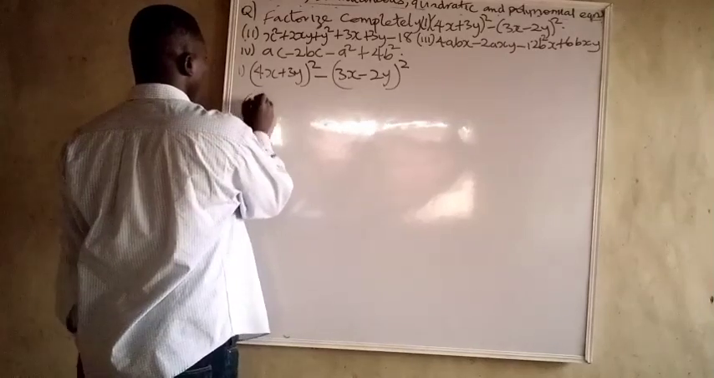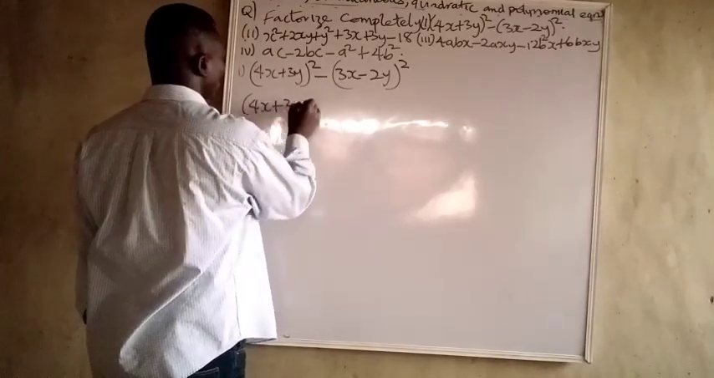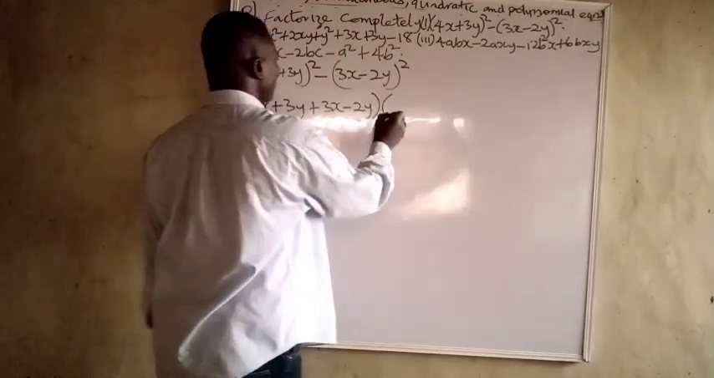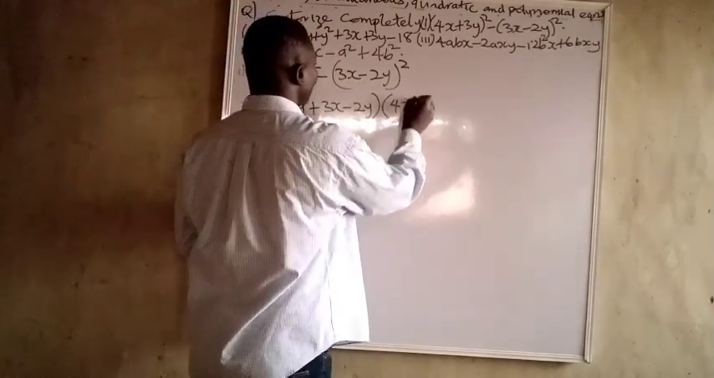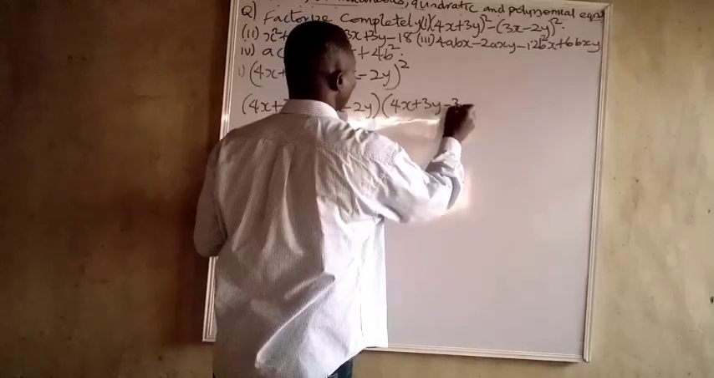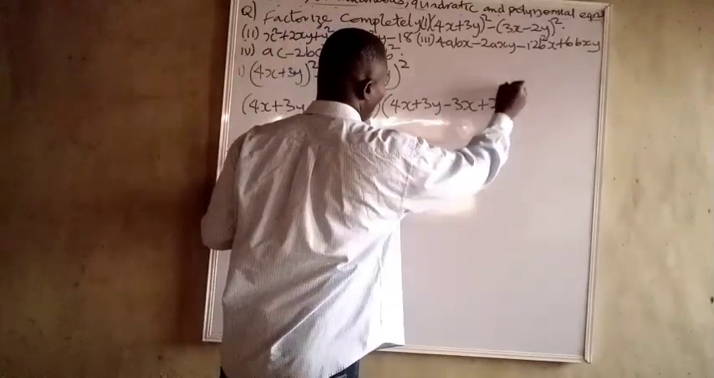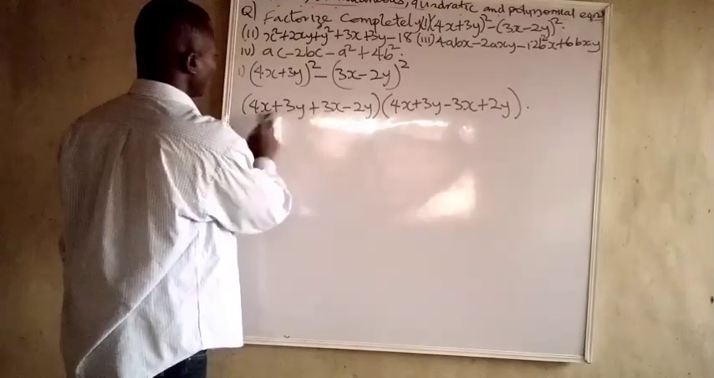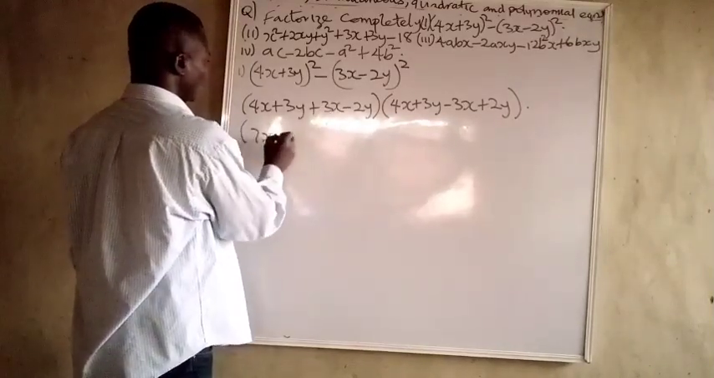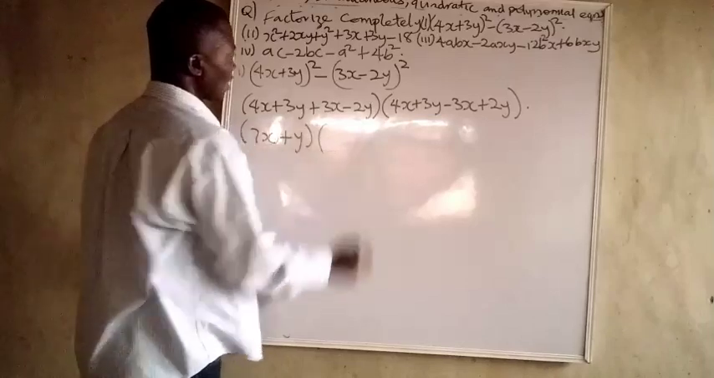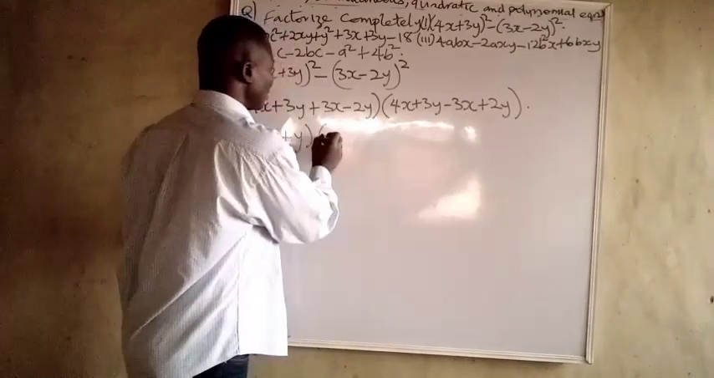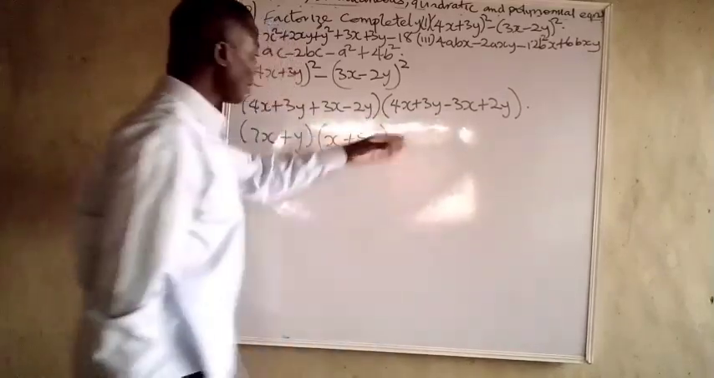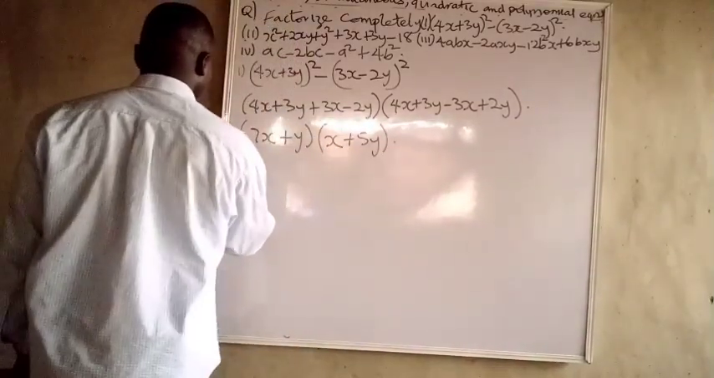So you have 4x plus 3y plus 3x minus 2y, into 4x plus 3y minus 3x plus 2y. Straight, you know this will affect this. So we are going to have 7x plus y, and this one is x plus 5y. So that's the answer for the first one. Let's go to the second one now.